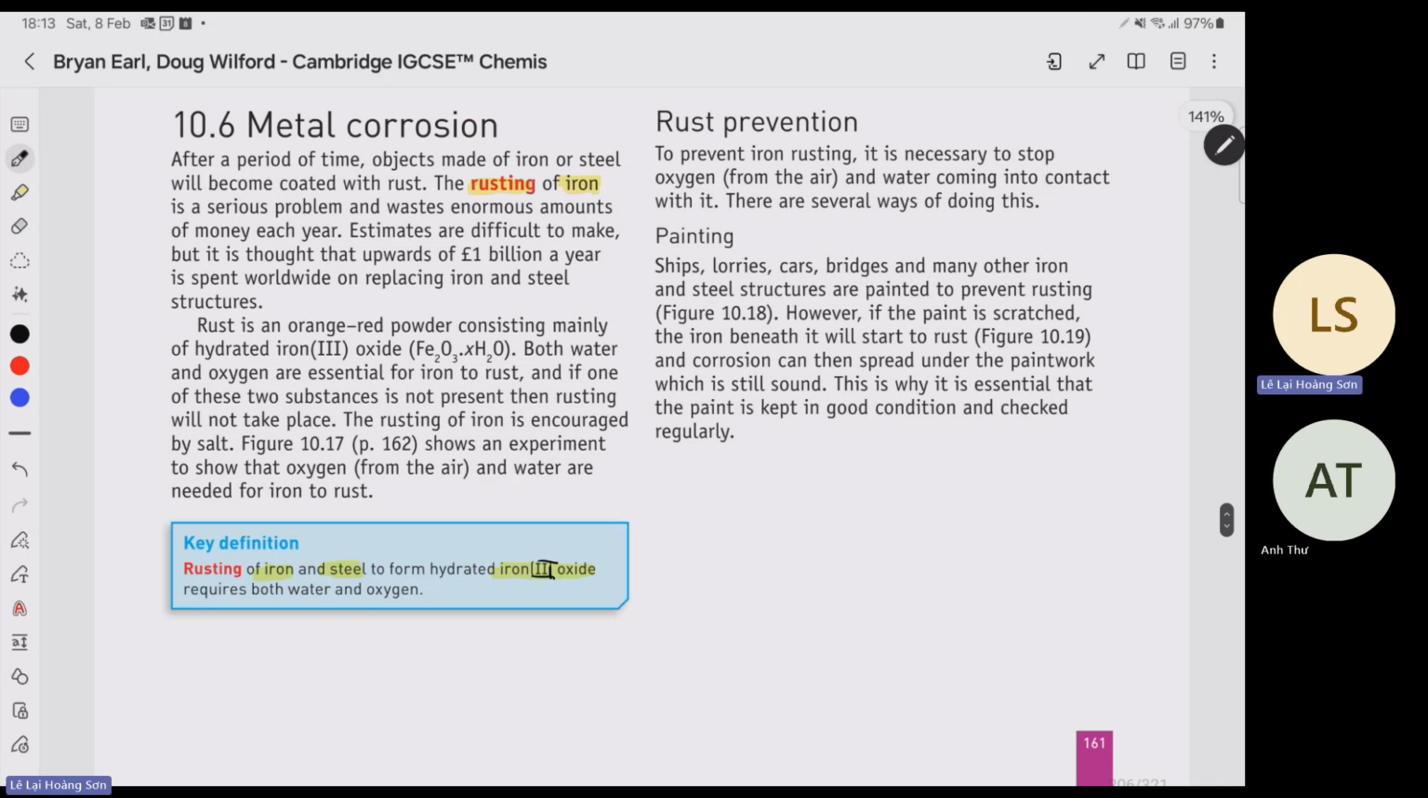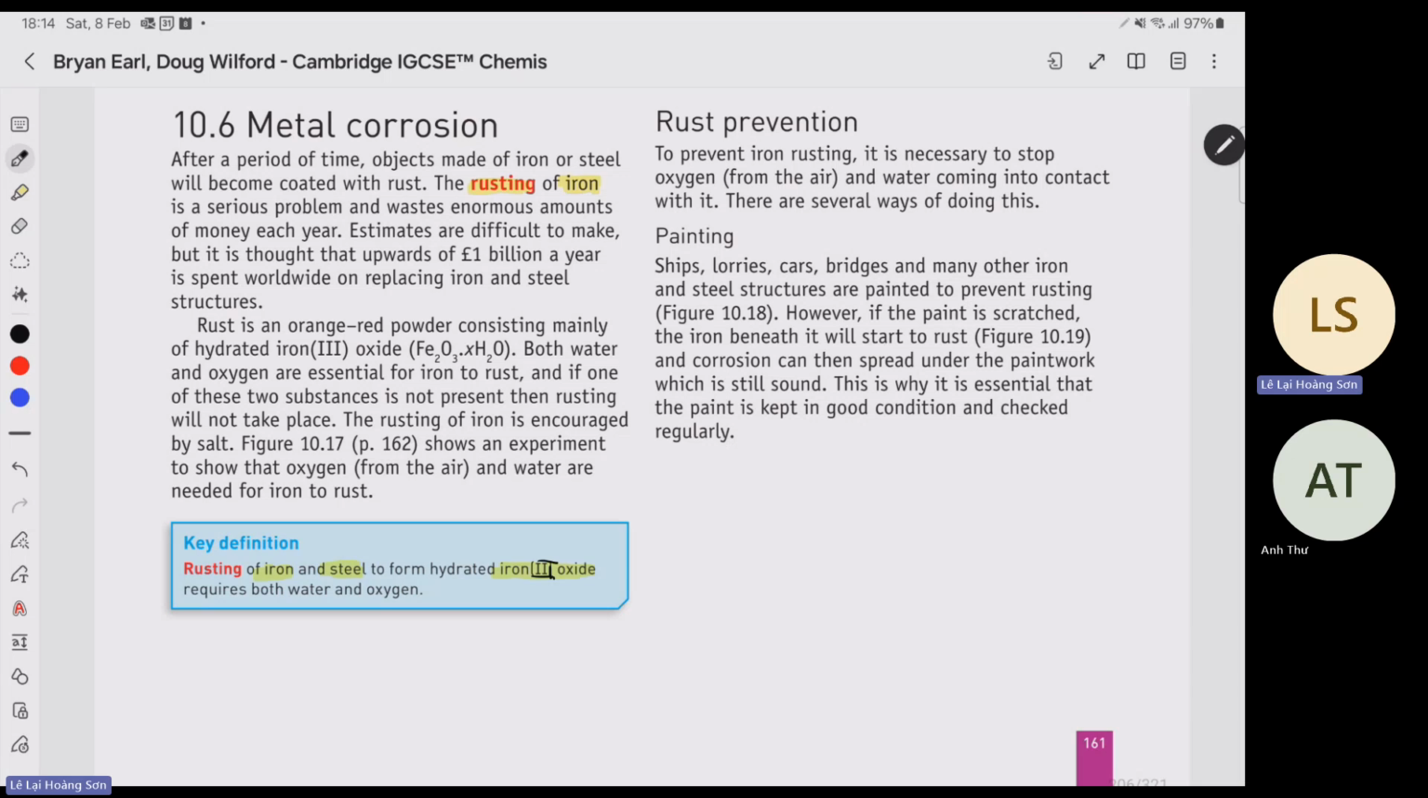Rusting is a slow reaction. Sometimes it's fast, but usually it still takes time. So it's a process of converting iron and steel into hydrated iron oxide. And this is a serious process because rusting will destroy the structure of metal. When you think of iron metal, when you think of steel, which is the alloy, they are really stable. They are really hard.